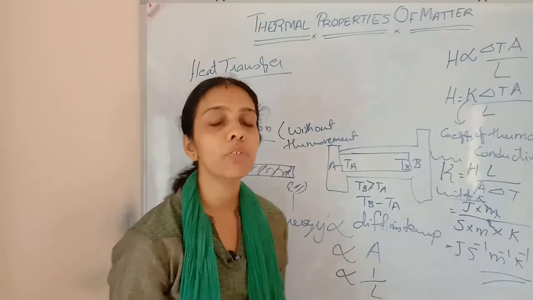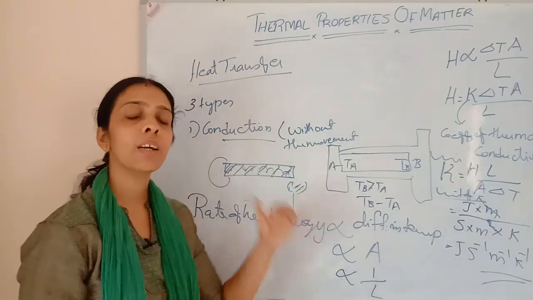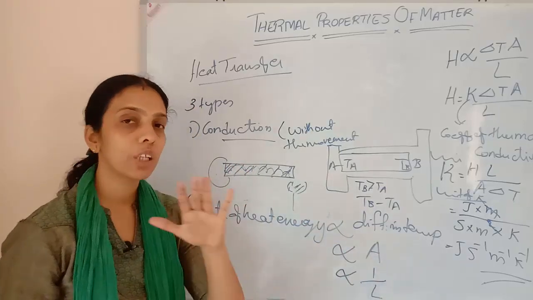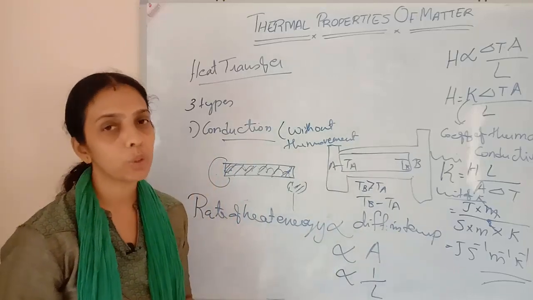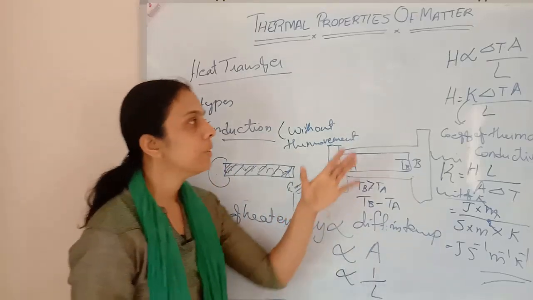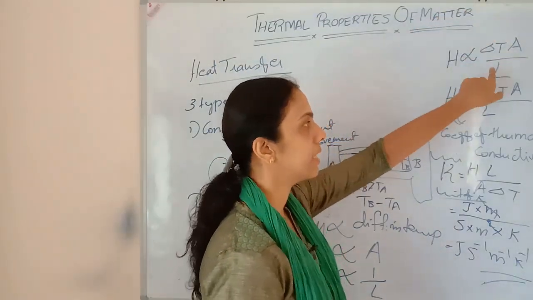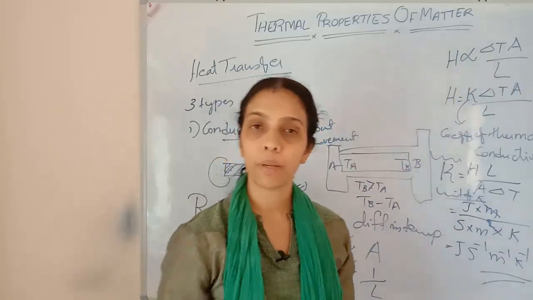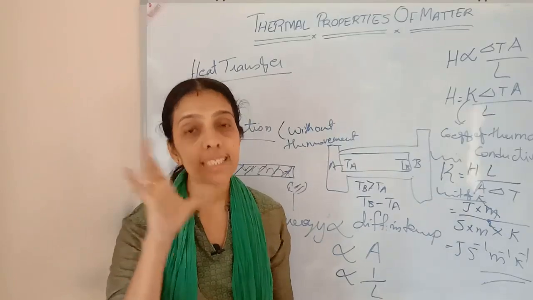Okay, so rate of heat energy will be directly proportional to the difference in temperature. It is directly proportional to area of cross section and inversely proportional to length of the material. So that is why H is proportional to delta T by A by L, and K is the coefficient of thermal conductivity, and the rate of heat transfer depends on the material also.